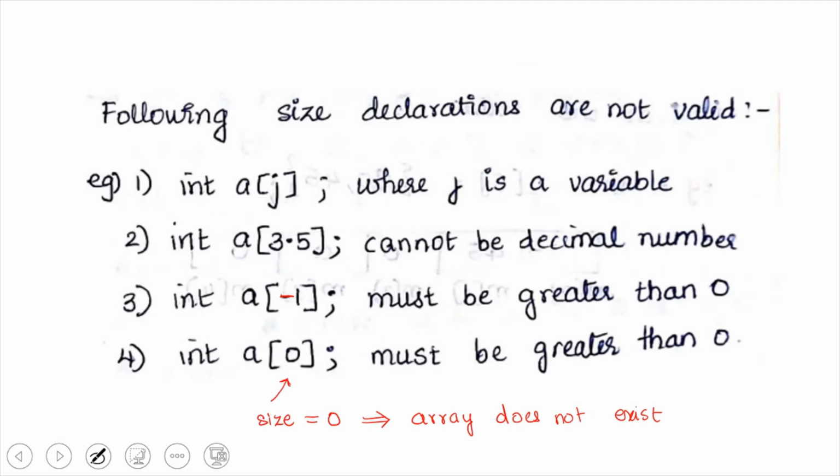But we must note that the following size declarations are not considered valid. For example, you cannot give a variable name while declaring. This is not considered valid. Then you cannot give a decimal number. A negative number is also not considered valid. Or the size of the array cannot be 0 because size 0 means the array does not exist.